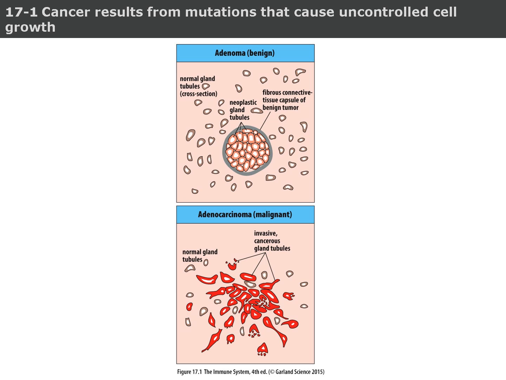In an adenoma, neoplastic glandular cells grow abnormally but remain confined within a fibrous connective tissue capsule. The surrounding normal tissue structure is maintained. In contrast, in an adenocarcinoma, cancerous glandular cells invade surrounding tissues, breaking through normal gland structures and spreading uncontrolled. This transition from localized, non-invasive growth to invasive behavior marks the progression from benign to malignant cancer.